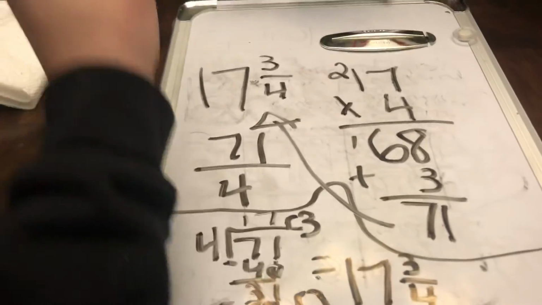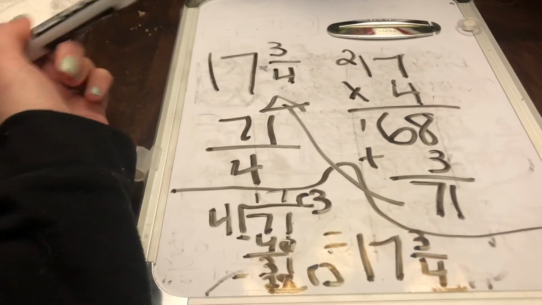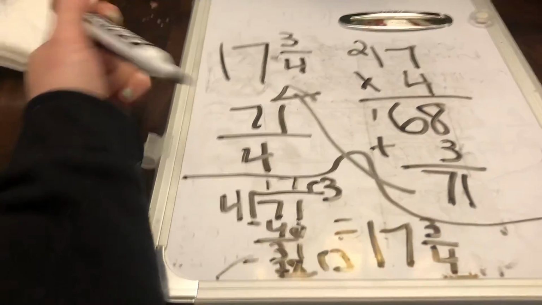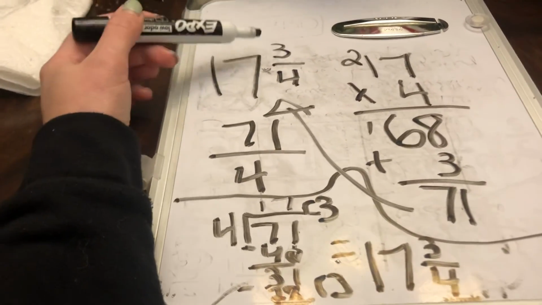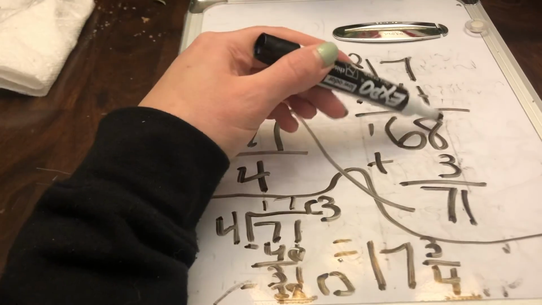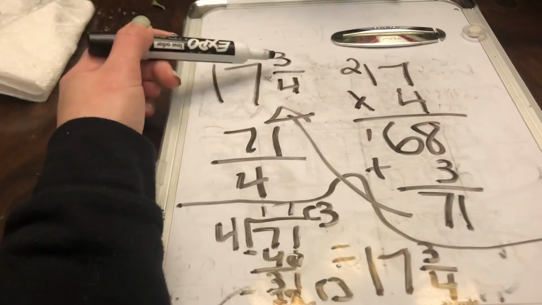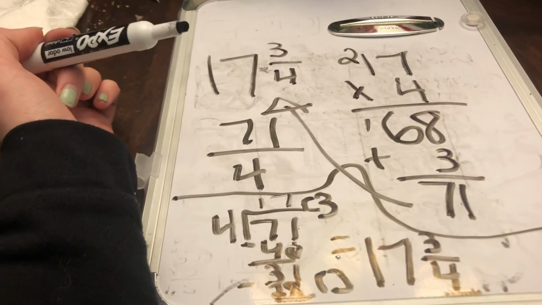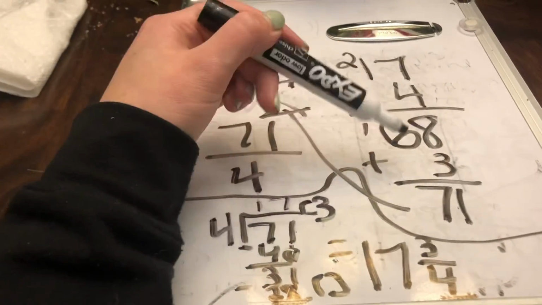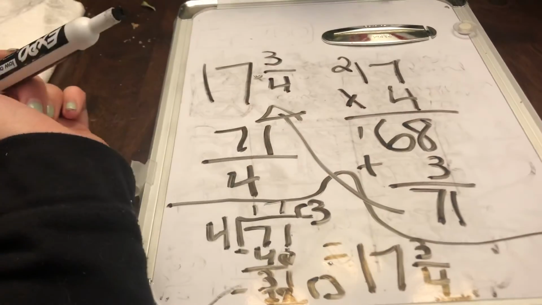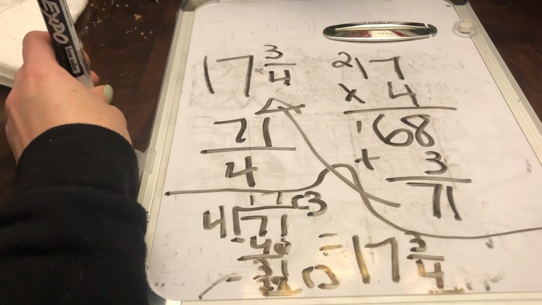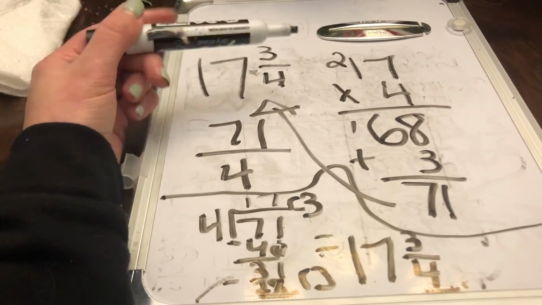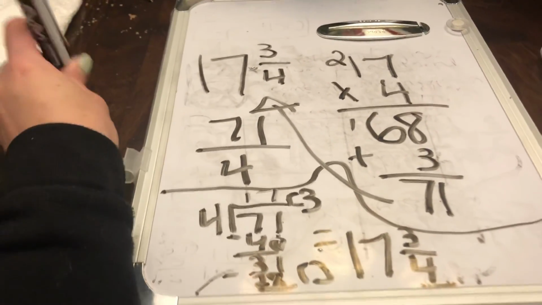Just to recap, step 1 is always take your whole number and multiply it by your denominator. Make sure you're checking your addition, guys, and you're not rushing. Step 2, take the product, the answer to the multiplication, and add the numerator to it. Step 3, write that total over top of the denominator. So that's the 3-step method, and that will always allow you to convert mixed numbers into improper fractions.